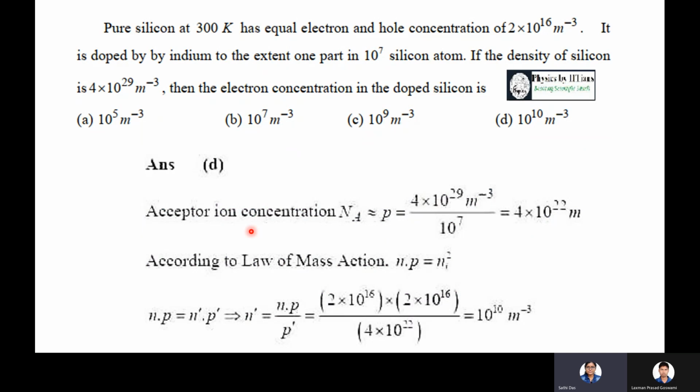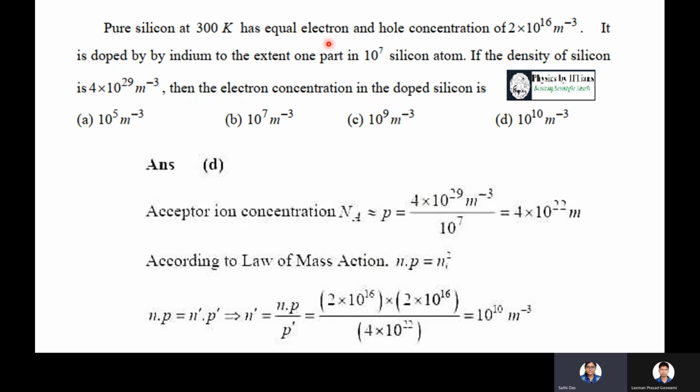Let us discuss. Suppose a question is: pure silicon at 300 Kelvin has equal electron and hole concentration of 2 into 10 to the power 16 per meter cube. Now it is doped by indium to the extent of 1 part in 10 to the power 7 silicon atoms. Now if the density of silicon is 4 into 10 to the power 29 per meter cube, then the electron concentration in the doped silicon is 10 to the power 5 per meter cube, 10 to the power 7 per meter cube, 10 to the power 9 per meter cube, or 10 to the power 10 per meter cube.